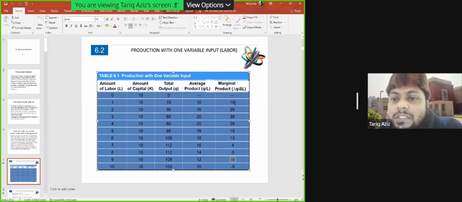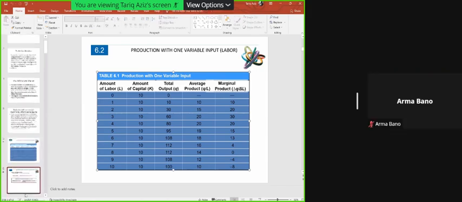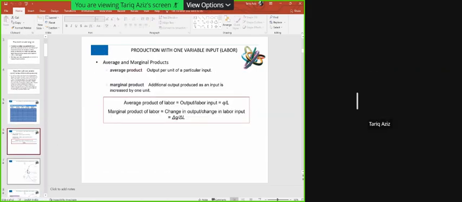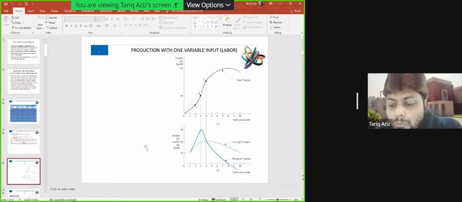Similarly, marginal product initially increases, then it starts decreasing and it becomes negative. So the marginal product can become negative, but average product remains positive. So this is the law of diminishing returns. And graphically, this behavior can be shown like this.